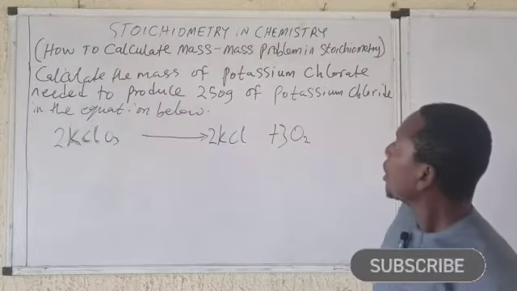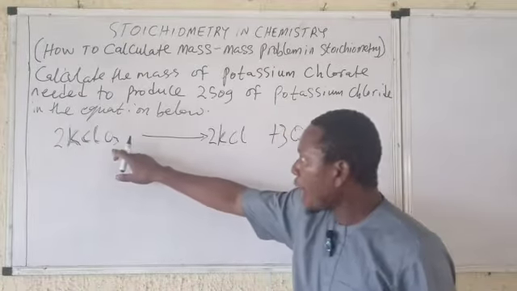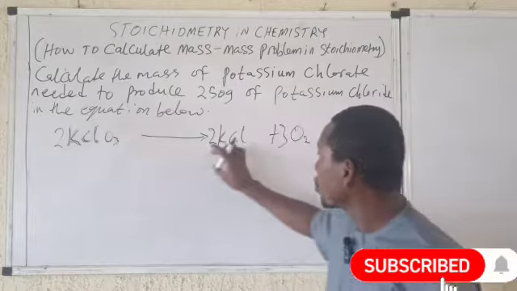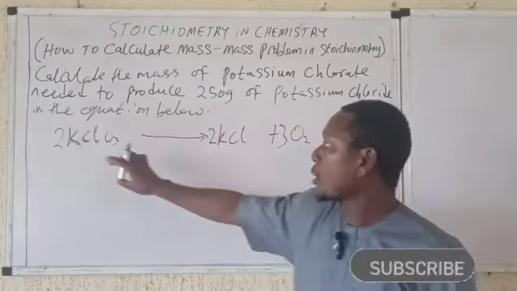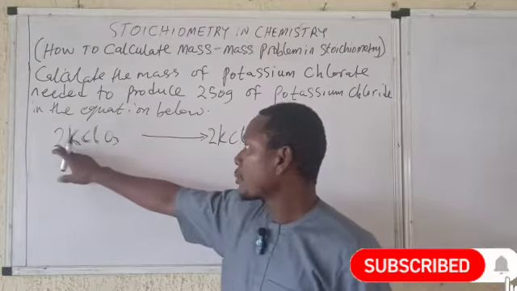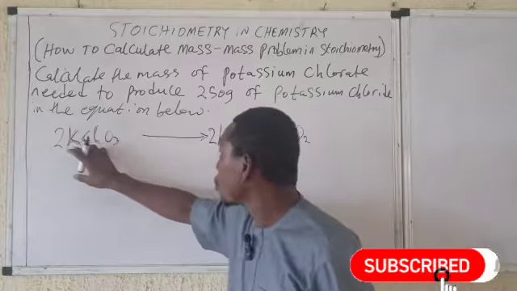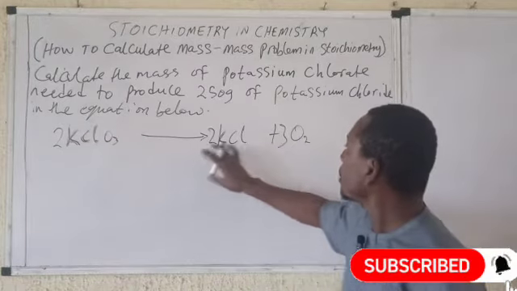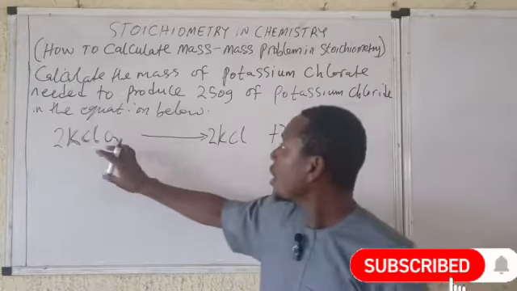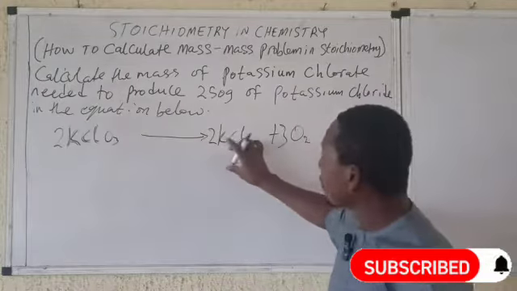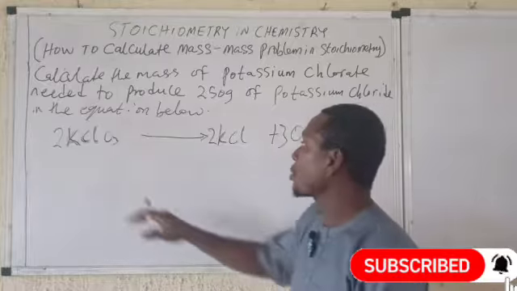All right. Remember, you have to calculate the mass of this that produces this. To get that, you have to calculate the molar mass of this, then multiply it by 2. So you now get the mass of the 2 potassium chlorate here. Then you also calculate the molar mass of this, multiply by 2 to get the mass it produces when it decomposes, before you now start the comparison. All right, so let's do that first.